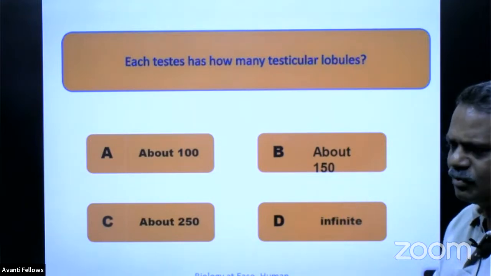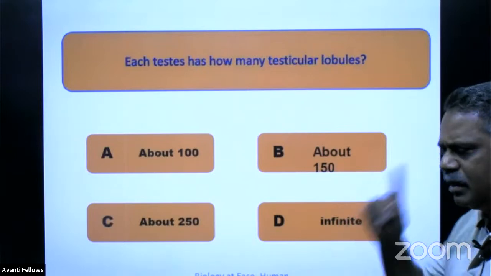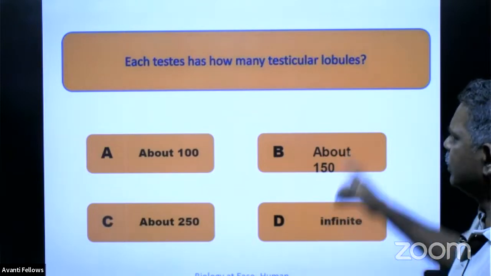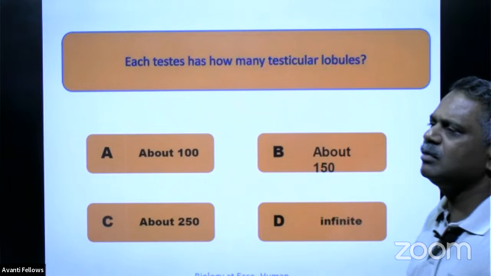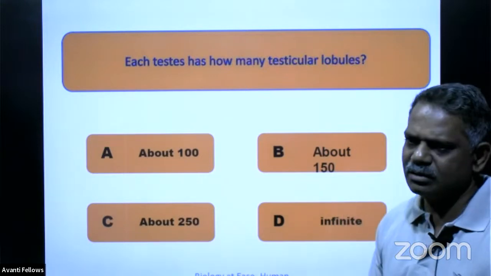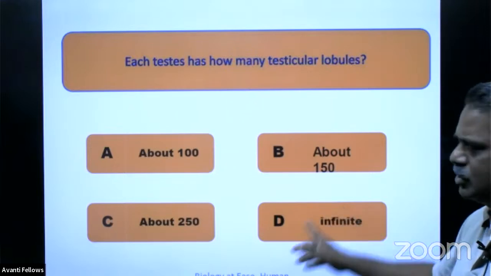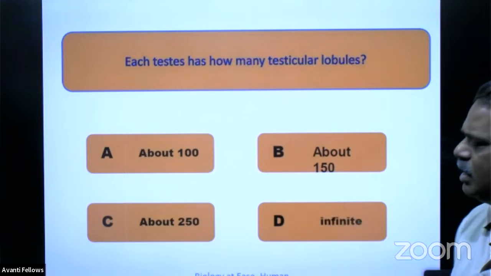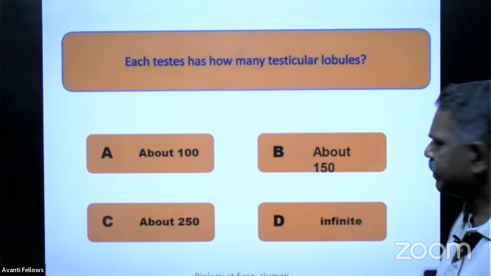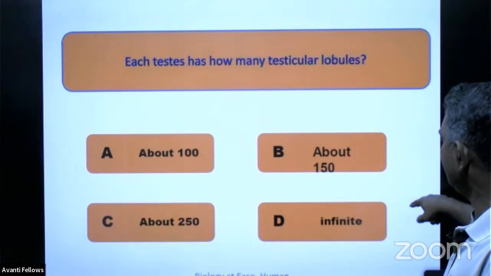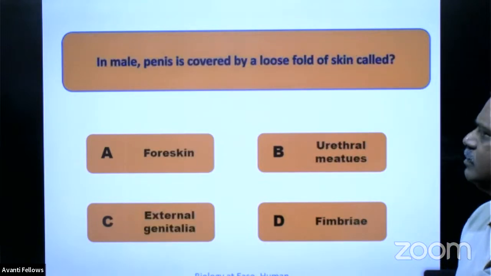Read all the options very carefully, remember the structure of the testis and testicular lobules, and find the correct option from the options given here. Is it A, B, C, or D? Then we will move to another one.